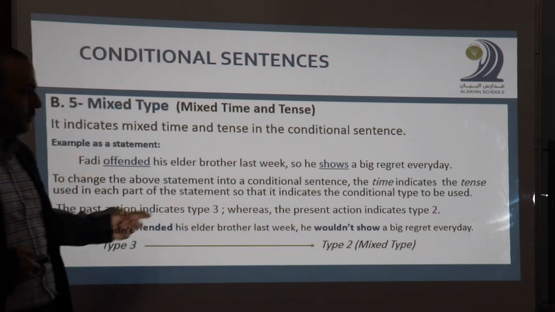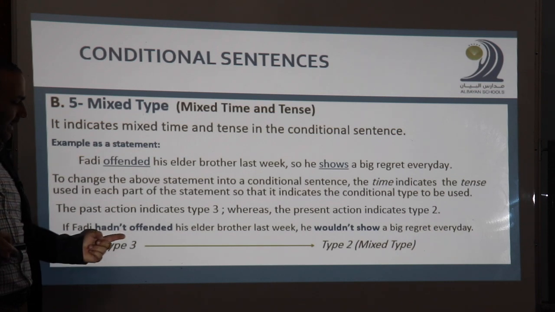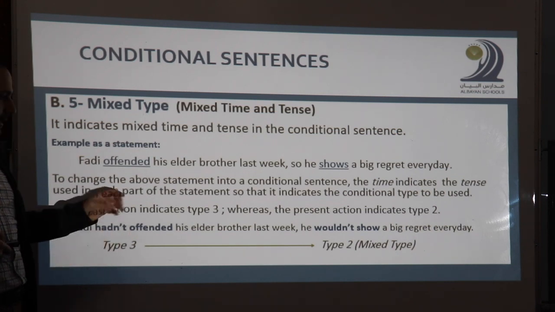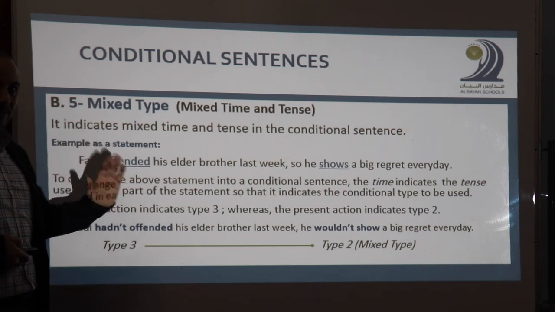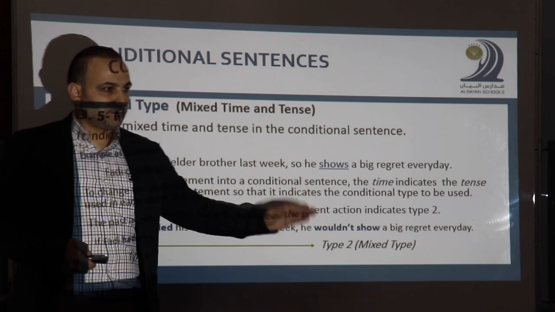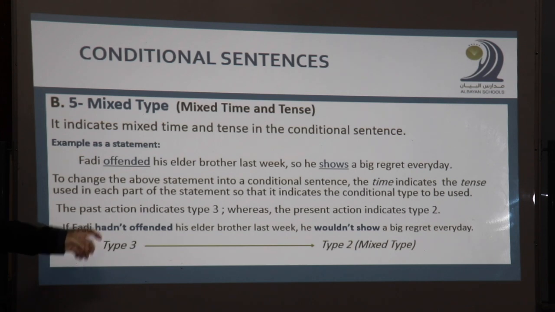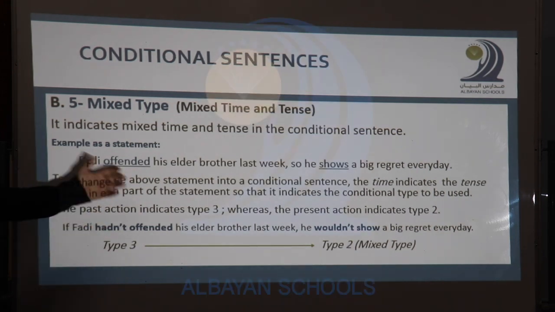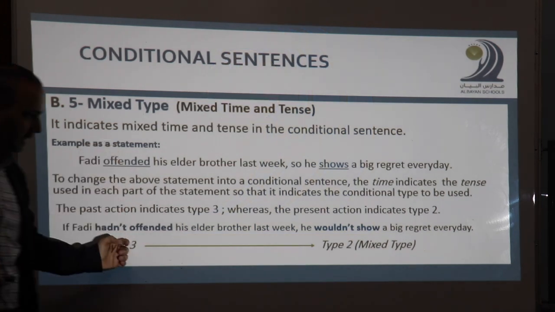Imagine, or go back to the conditional type in what? Type 3. What is it? Past perfect. If Hadi hadn't offended. And later we'll see the steps, how do we change from a statement into conditional, where the positive becomes negative and the negative becomes positive and vice versa. So, if Hadi, unreal of Hadi. Here, of course, we are talking about unreal past action with if. Unreal past action, type 3.